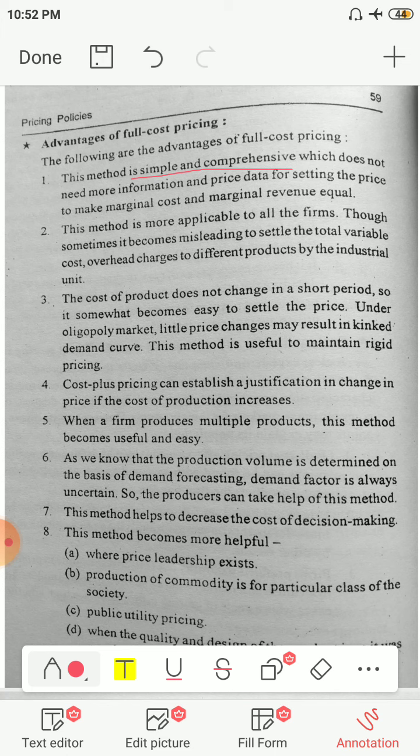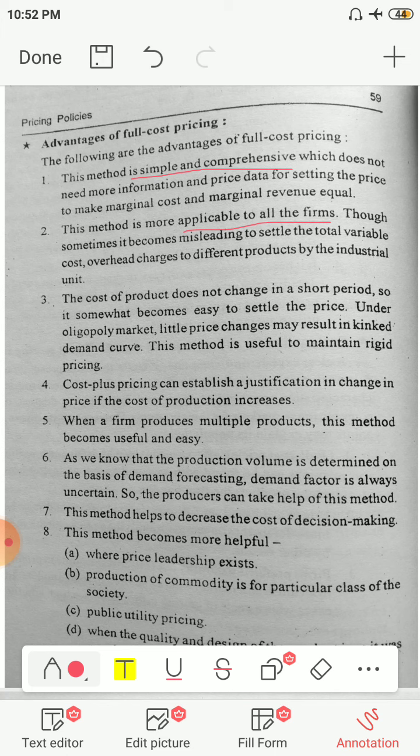Then the second advantage is that this method is more applicable to all the firms, whether it is a small or a big firm, whether it is a firm from the cement industry or from the diamond industry, whether it is a firm from textile or from FMCG. It applies to all. Though sometimes it becomes misleading to settle the total variable cost overhead charges to different products by the industrial unit, that we will see in disadvantages, but here you just remember that it is applicable to all the firms.